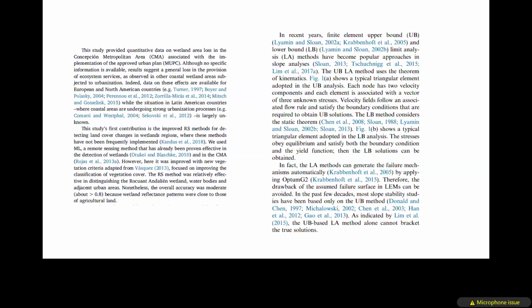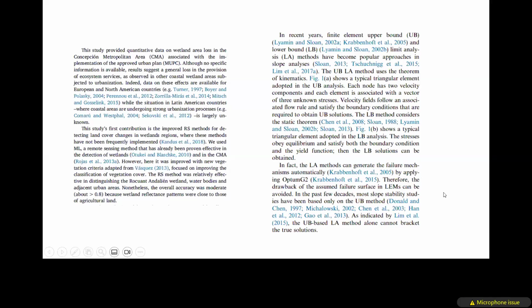Can you see the second part is entirely interpretive? In fact, the LA method can generate... Now they are going to interpret what they have mentioned in the first paragraph, right? Therefore, the drawbacks. Now, this word therefore is a very strong connector in interpretation. The drawback of the assumed failure surfaces can be avoided. In the past few decades, most slope stabilities have been based on John. Now, can you see the second paragraph is entirely interpreting what others have done in the past, right? So these two examples are very good examples of how to put the observations and the interpretation together, which is key to any scientific writing, right?